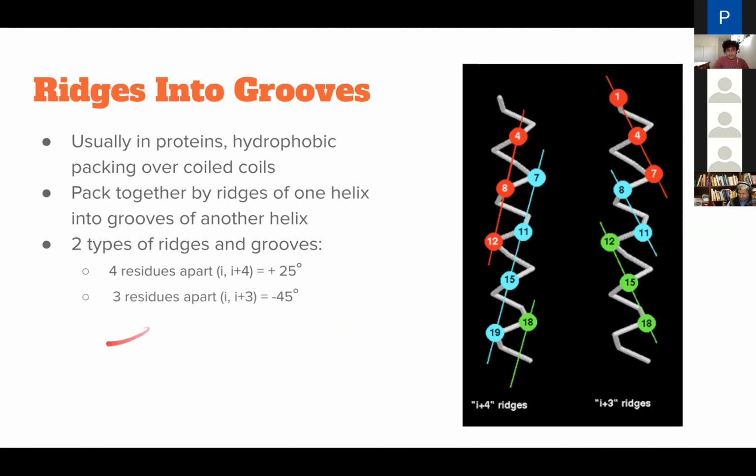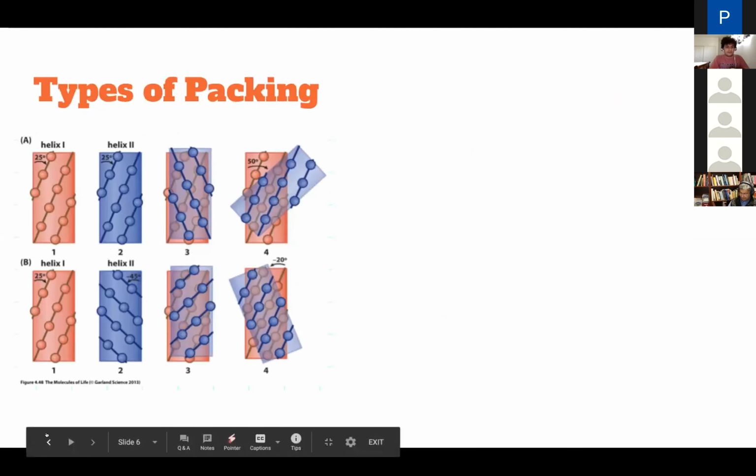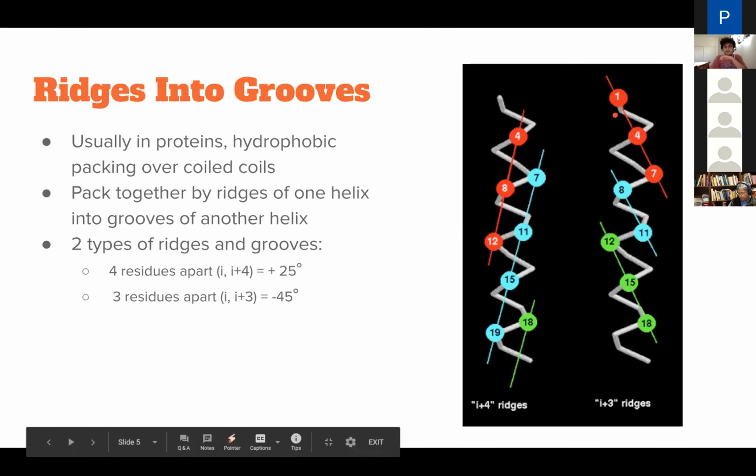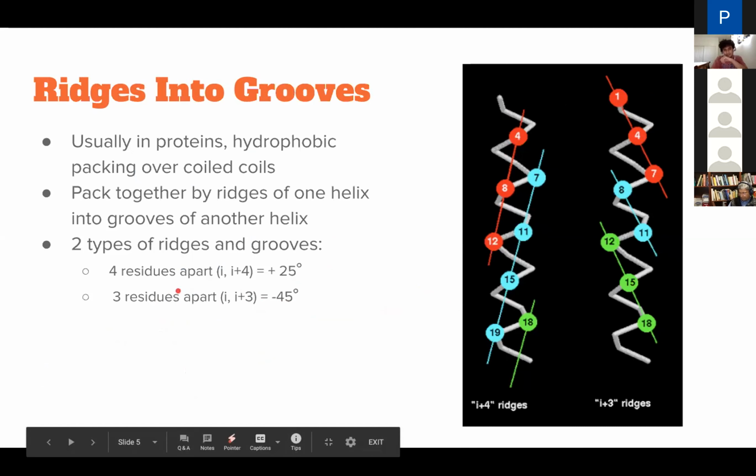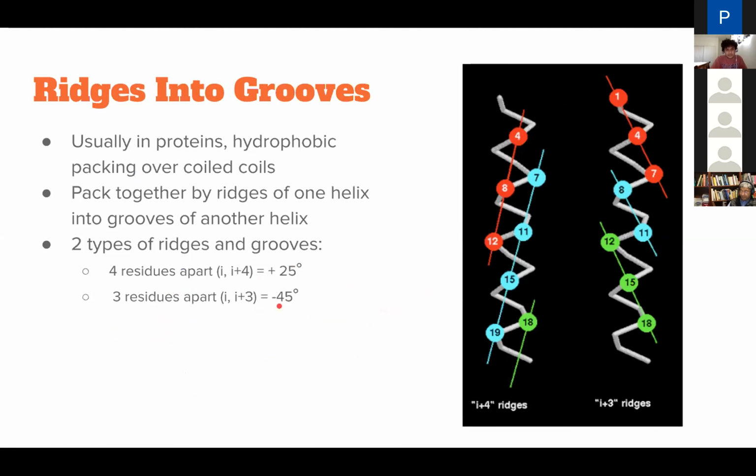The other type would be for 3 residues apart, do the same thing. You start here. 1, 2, 3, 4. Same thing, you get an angle of negative 45 degrees, but in the other direction, so counterclockwise, that's why it's negative. So keep that in mind. A single alpha helix can form either this type of ridge or this type of ridge.